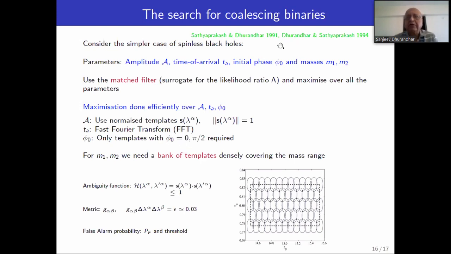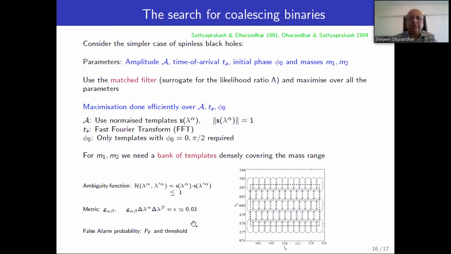I refer you to this old 1991 paper, where this is all done. But for M1, M2, there is no efficient procedure, and one has to, in fact, do a bank of templates. That means you densely cover the parameter space with a bank of templates.